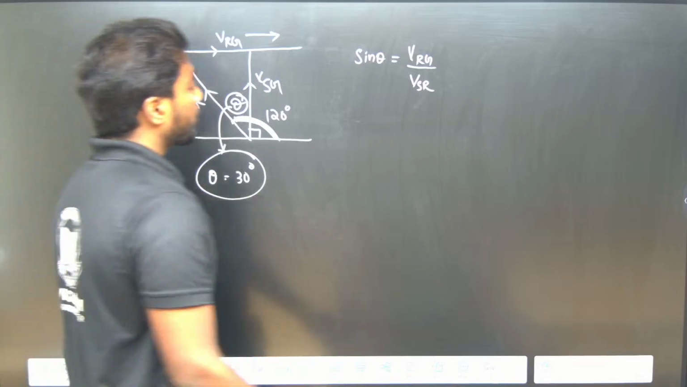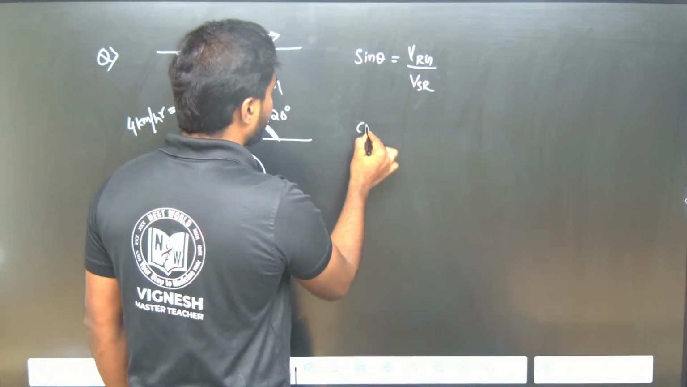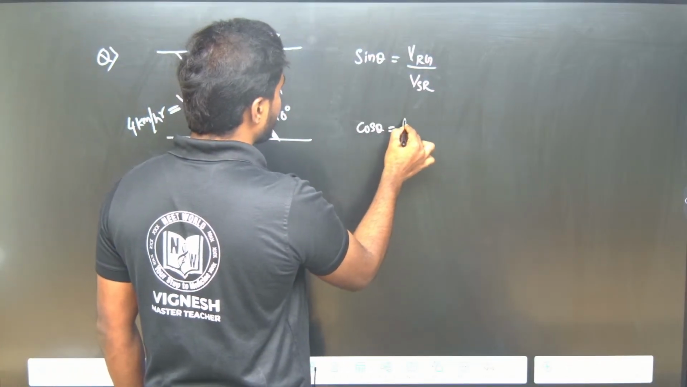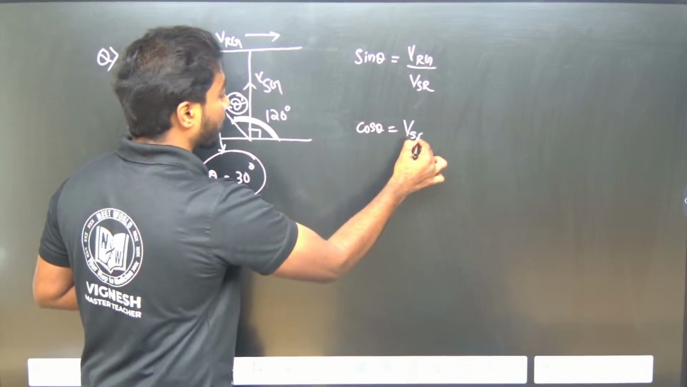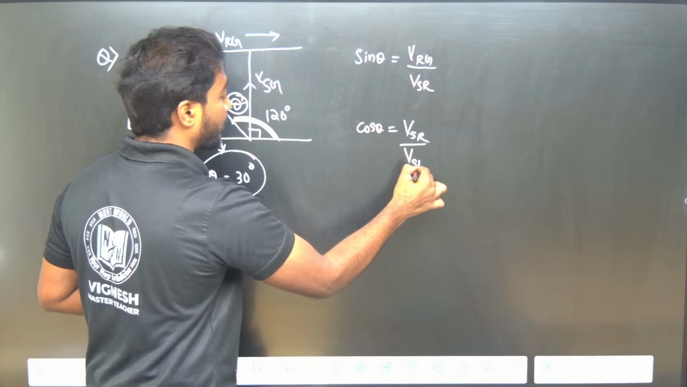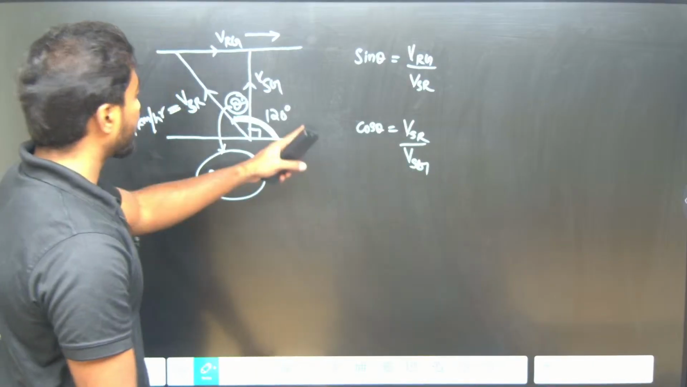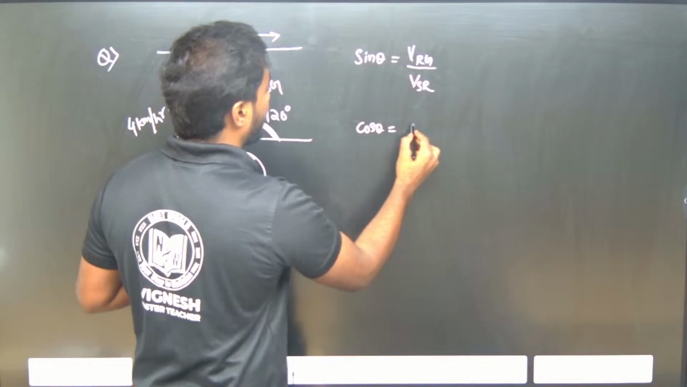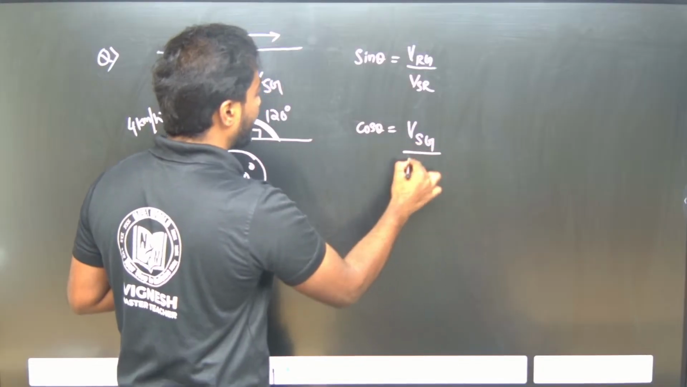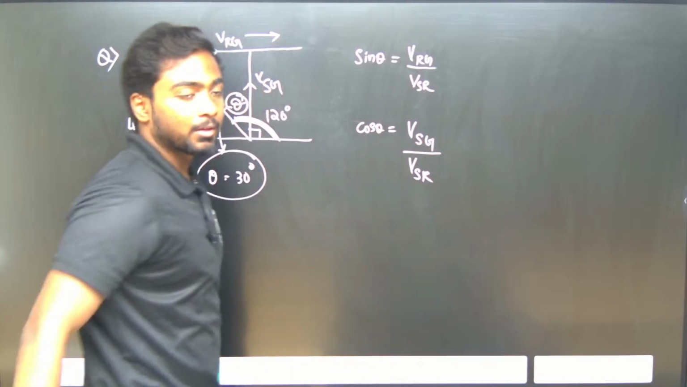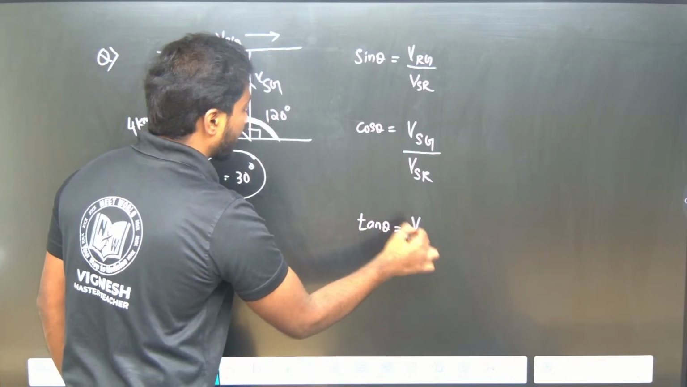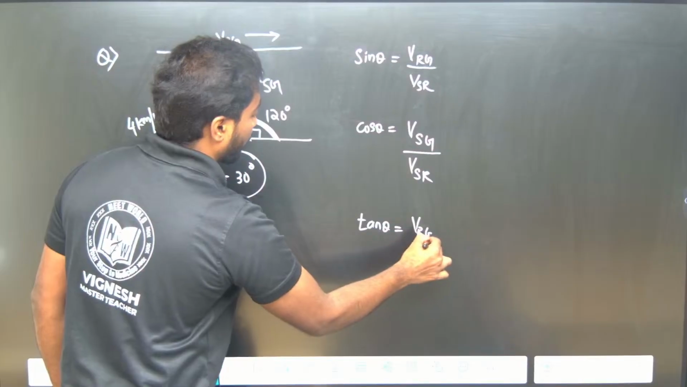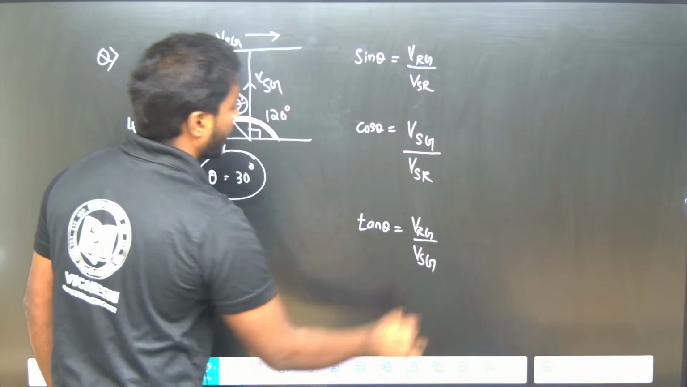Okay. Cos theta will be equal to velocity of swimmer with respect to river divided by velocity of swimmer with respect to ground. Sorry, it's the opposite: velocity of a swimmer with respect to ground by velocity of a swimmer with respect to river. Then tan theta is velocity of river with respect to ground by velocity of swimmer with respect to ground.